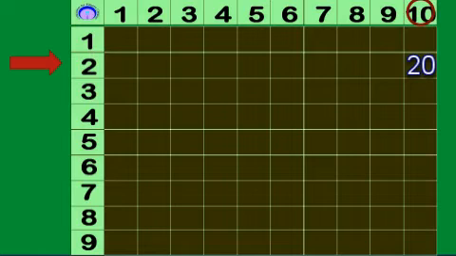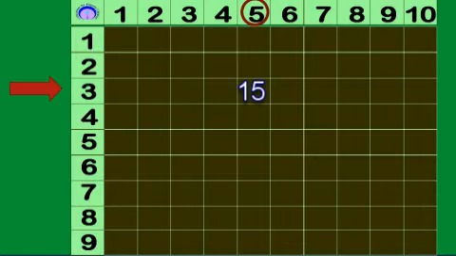The answer is 20. What is 3 times 1? The answer is 3. What is 3 times 2? The answer is 6. What is 3 times 3? The answer is 9. What is 3 times 4? The answer is 12. What is 3 times 5? The answer is 15.